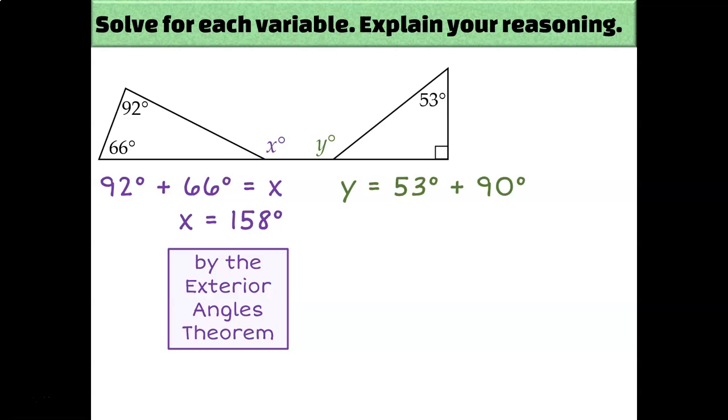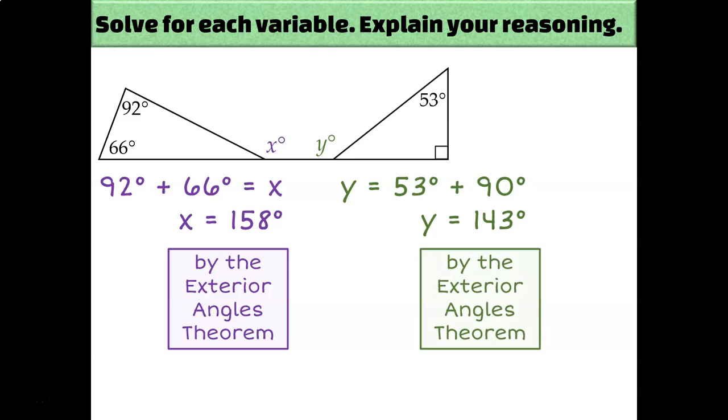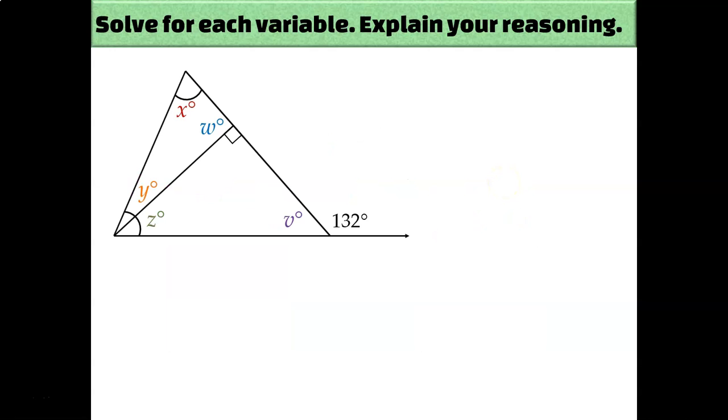And likewise, I can say that y is 53 plus 90, so y must be 143 degrees, also because of the exterior angles theorem. In our next problem, we actually have 5 different variables to solve for.